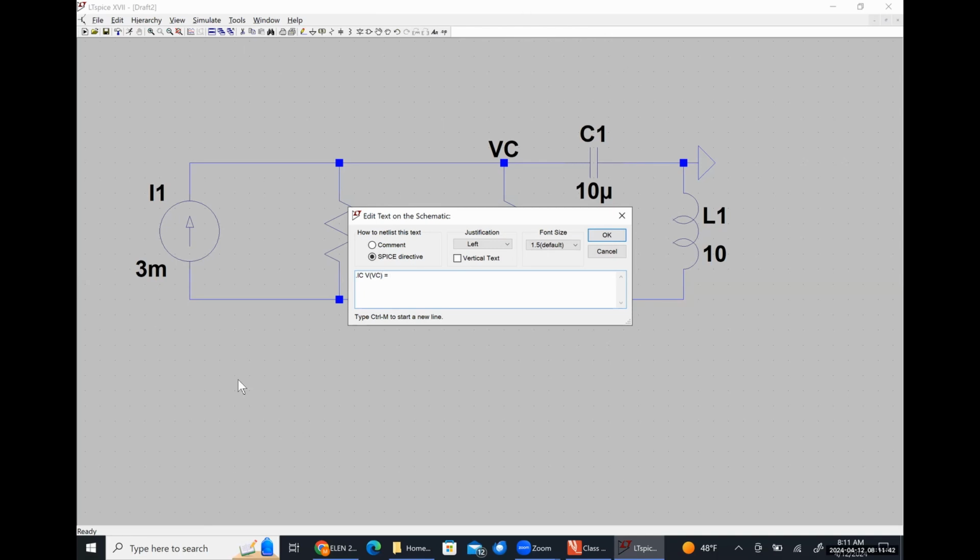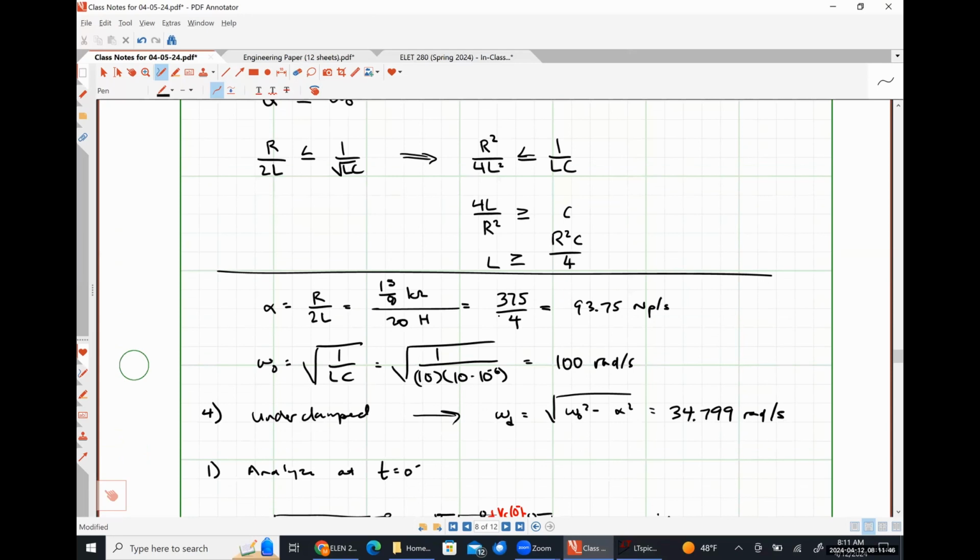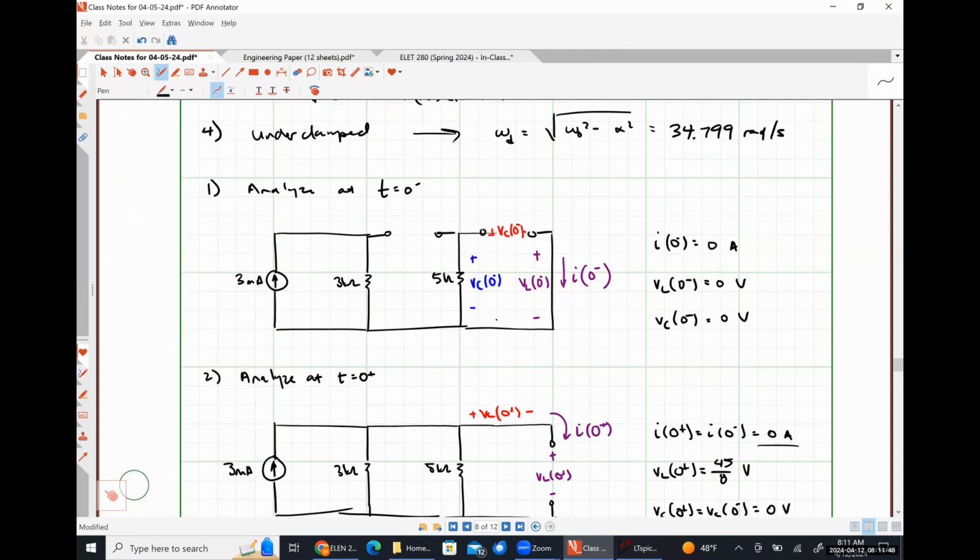So the initial condition on my capacitor voltage, let me scroll down and find that really quickly, was 0 volts, and the initial condition on my inductor current was 0 amps. Okay.